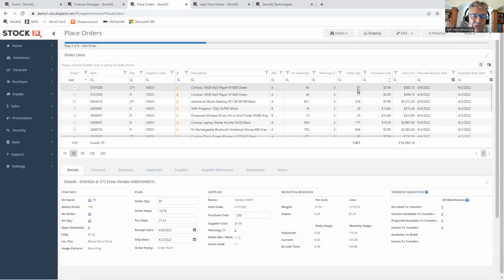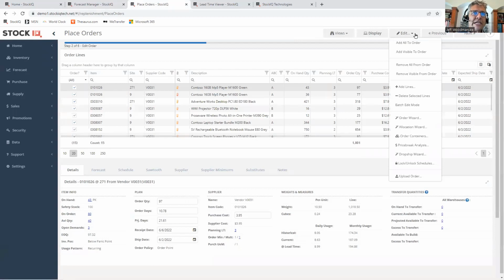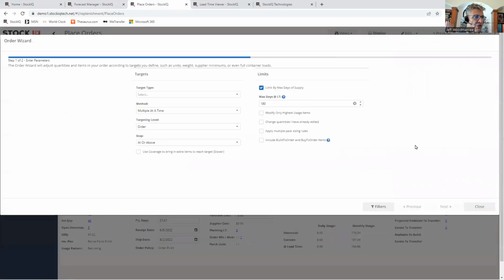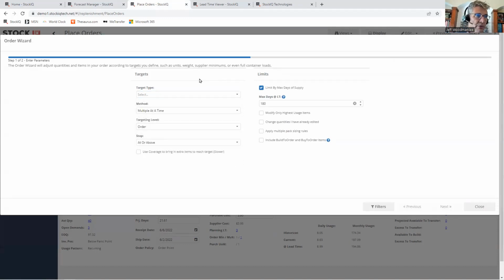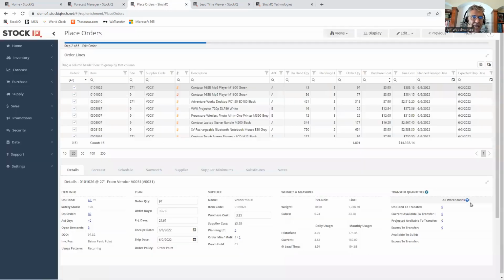And all those numbers are editable. So if you know something the software doesn't or you're not comfortable with that, you can certainly make changes if you like. Additionally, if you need to round up or size your order to something else, for instance, you need a vendor minimum with units or weight or cubes or containers or certain days of supply, we can target any of those values. You can put a cap on it to say, hey, I want you to target this, but don't bring in any item that has greater than 6 months or 180 days worth of supply, and we can help you with that.